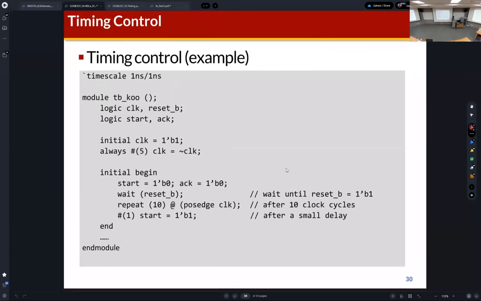So this is the example of the input signal generation. In this example, you can find two input signals, start and end. When the simulation begins, start is initialized at zero, and end is also initialized. And then wait until reset underbar B becomes one, right? Because this is level sensitive, which means this process waits until this event is true. If the reset underbar B is zero, then it's the reset state, right? And if the reset becomes one, then this is the normal state, right? And this is the reset state.